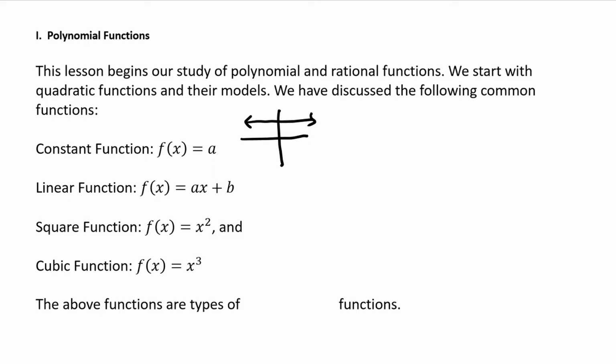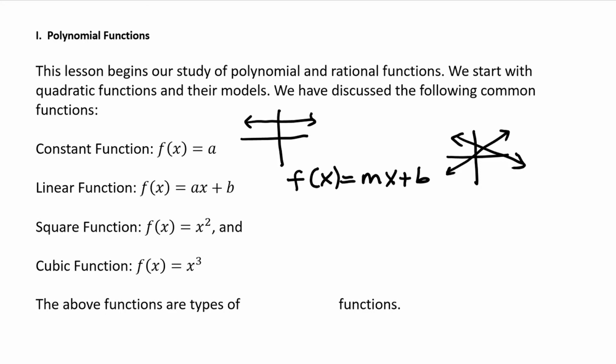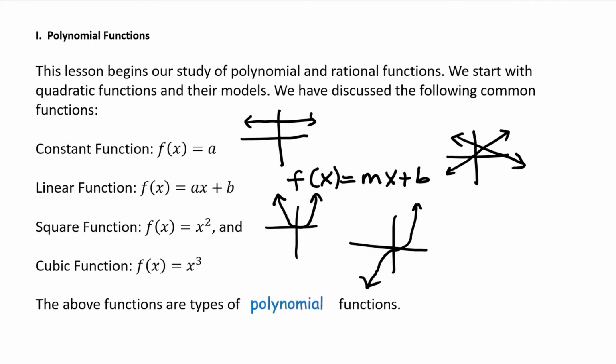The linear function f of x equals ax plus b. You should recognize this form as f of x equals mx plus b, and the graph of a linear function is just a line somewhere in the coordinate axis. Okay? The square function f of x equals x squared. That's the graph of a parabola through the origin. And we're going to expand on this for the quadratic functions, and we've even looked at cubic functions. That's f of x equals x cubed, and its general shape is increasing through the third quadrant, goes through the origin, and then up into the first quadrant. The above functions are types of polynomial functions.